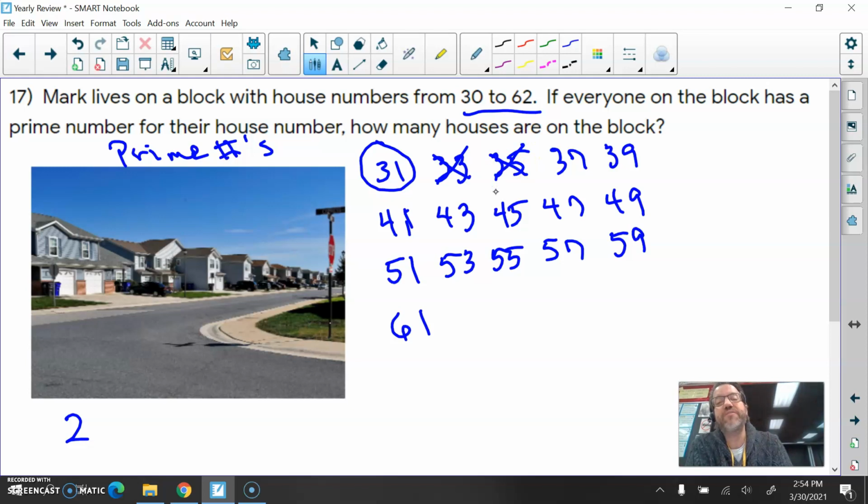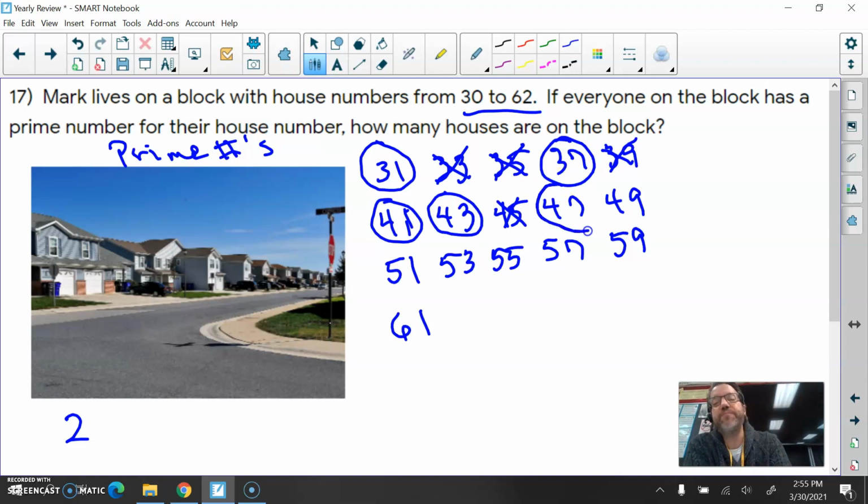37, now that one's prime. 39, oh boy, 3 goes into it 13 times. So that's not good. We're only looking for the prime numbers. 41, that's prime. 43 is prime also. 45 ends in a 5, so it's not prime. 5 goes into it 9 times. 15 does 3 times as well.